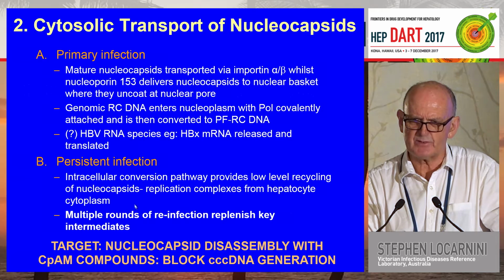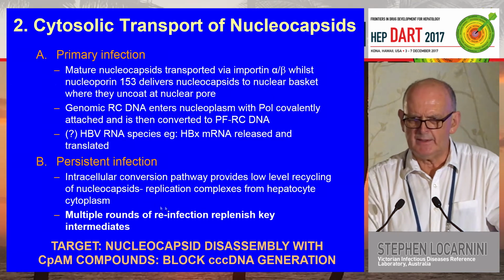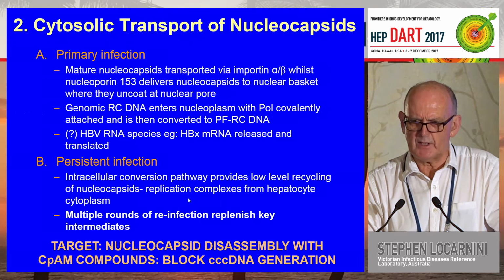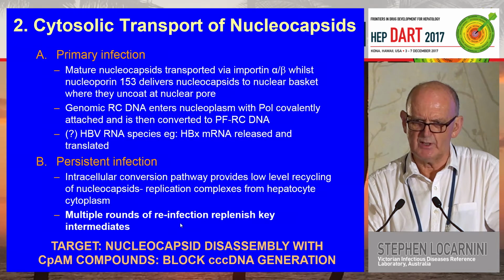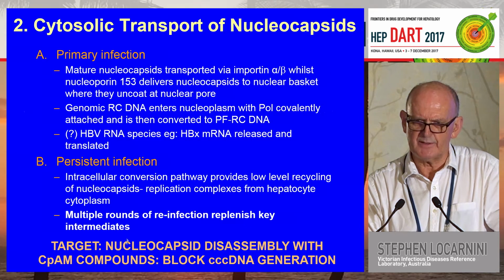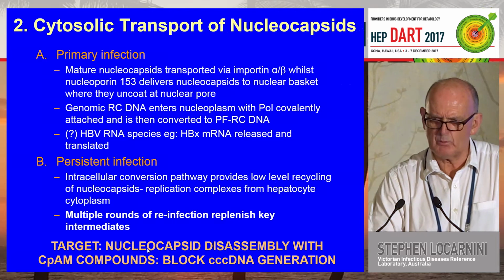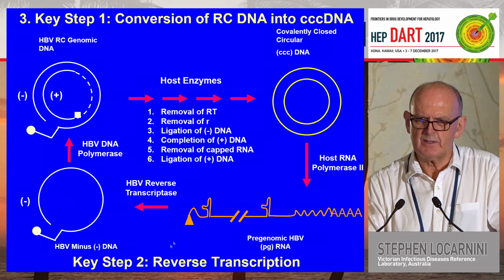Now, during persistent infection, the intracellular conversion pathway was initially discovered in the duck model, and was originally described as a major source of replenishment of the minichromosome. But probably in human HBV, the view is moving towards it really being a low-level recycling of nucleocapsids. As I said, the major pathway is through multiple rounds of reinfection, and this is what really drives and replenishes the key intermediate. So really, at this stage as well, nucleocapsid disassembly with a core-busting compound would actually be very effective.